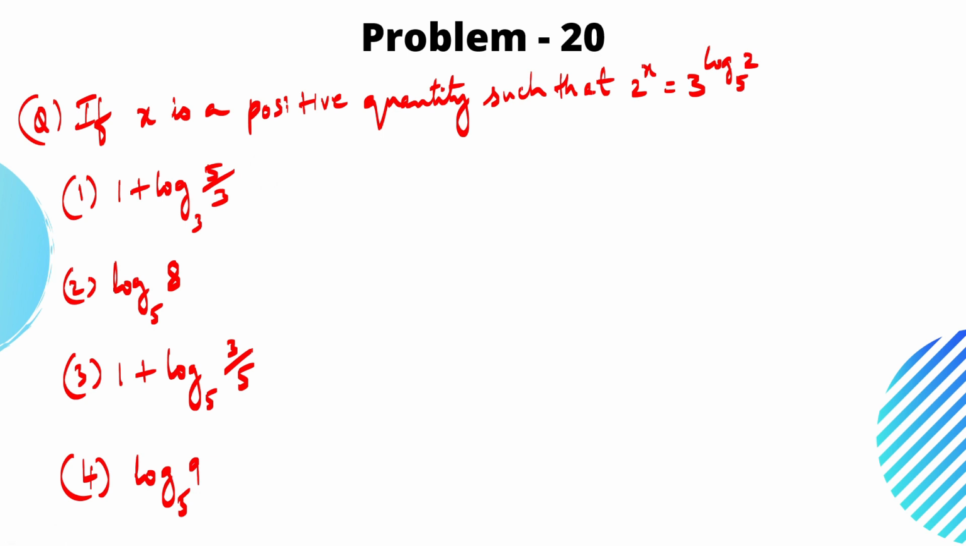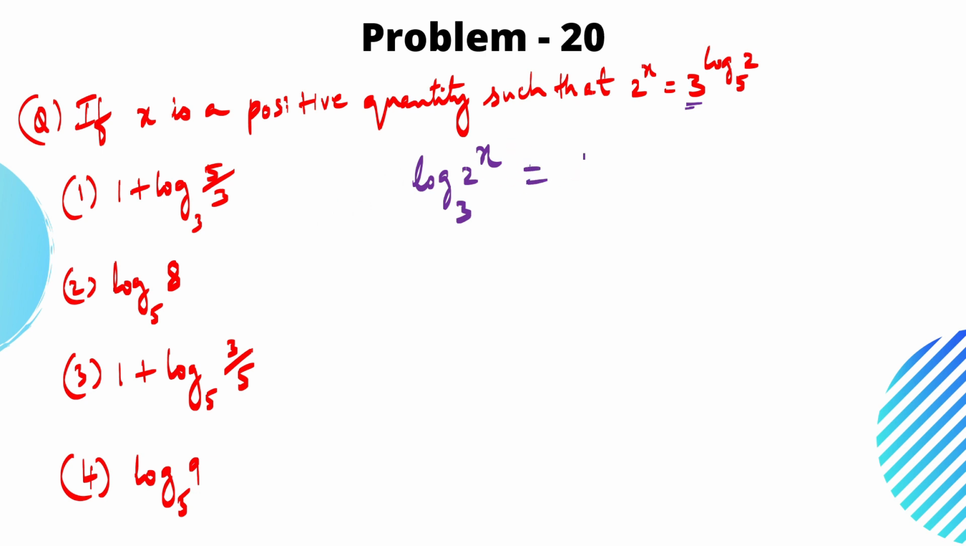Alright, so if x is a positive quantity such that 2 power x is equal to 3 power log 2 to the base 5, then which of the following 4 options will satisfy? What we can do here is apply log on both sides, let's say log 2 power x to base 3. Now why are we taking base 3 here? This depends on the situation. We can take any base, but here we are assuming base 3 because we have 3 here, so that we can cancel that and it can be equal to 1. As we proceed, you will be clear.